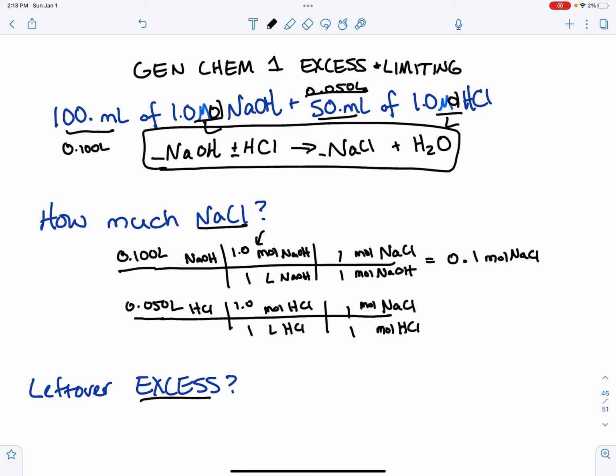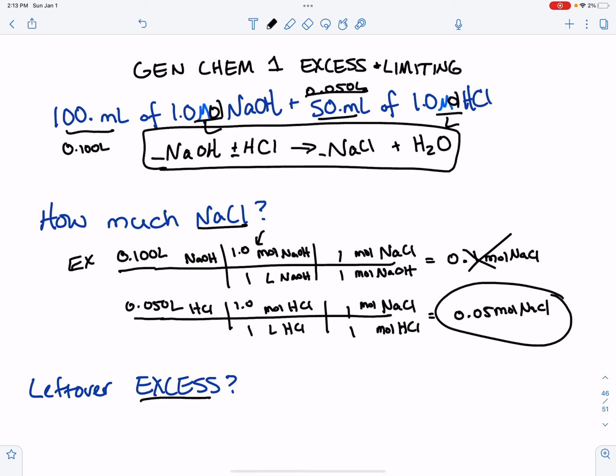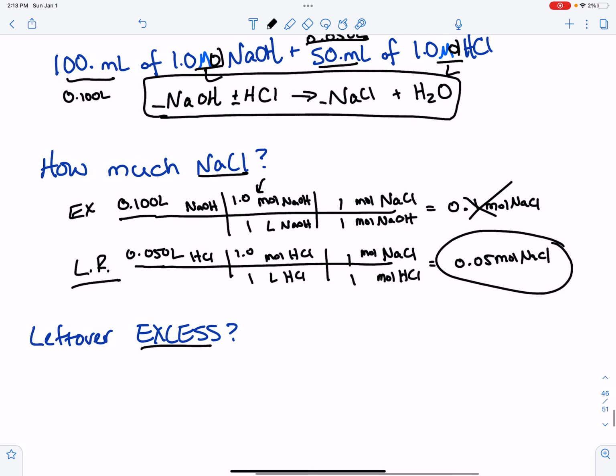And then the next one is going to be 0.05 moles of NaCl. So that's going to give me an amount. This is not the real amount, that's the excess. This is the real amount, that's the limiting. This is the one that gets used up. So then for my leftover excess, what I'm going to do is convert. Aren't you having fun? Do you remember this?